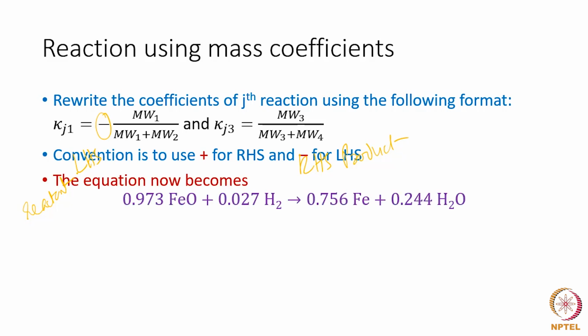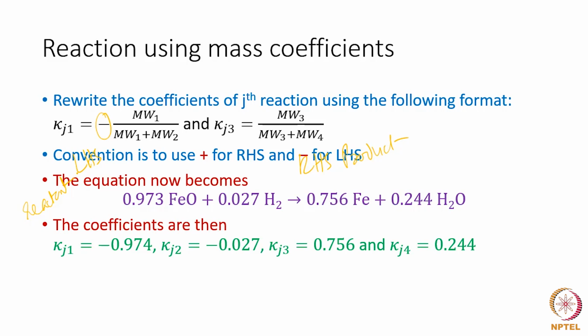And so the equation now can become as follows: 0.973 FeO plus 0.027 H2. That is essentially saying that 0.973 grams of FeO would react with 0.027 grams of H2 to give rise to 0.756 grams of iron and 0.244 grams of H2O. And this is useful because if we represent these constants as coefficients that go by the symbol kappa, then we can see that the sum of all these constants will be 0, because what is on the left hand side is with a minus sign, and what is on the right hand side is with a plus sign. So when we add them up, it will go to 0.